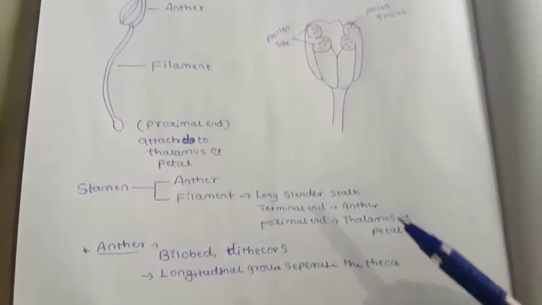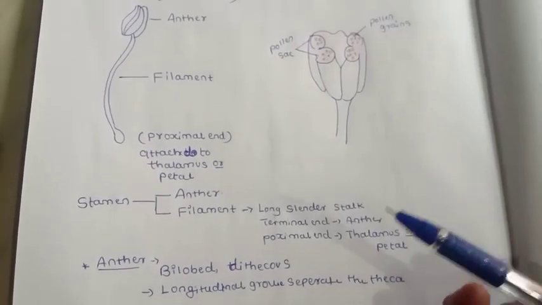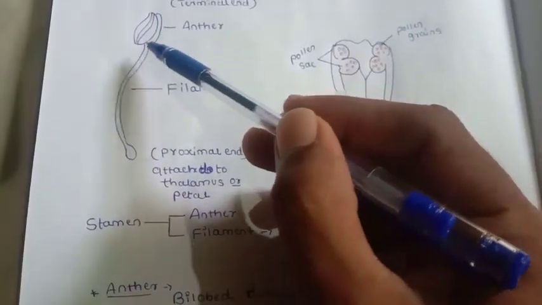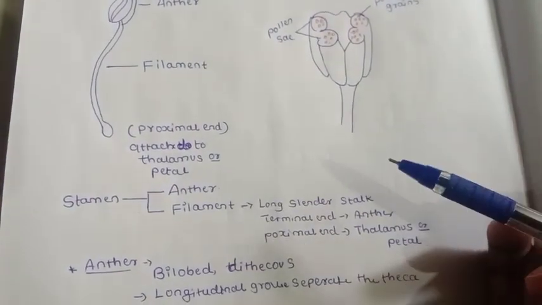And there is a presence of a longitudinal groove which separates the two thecae. A longitudinal groove ಏನು ಮಾಡುತ್ತೆ, ಎರಡು ಥೆಕಗಳನ್ನು ಸೆಪರೇಟ್ ಮಾಡುತ್ತೆ. In the next video we are seeing the different tissues present in the anther.